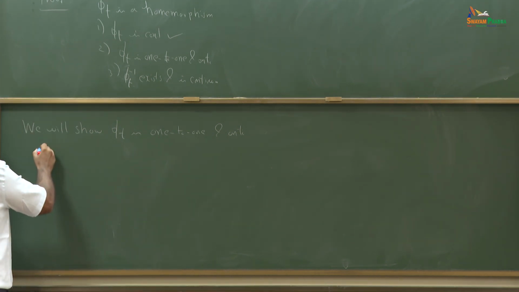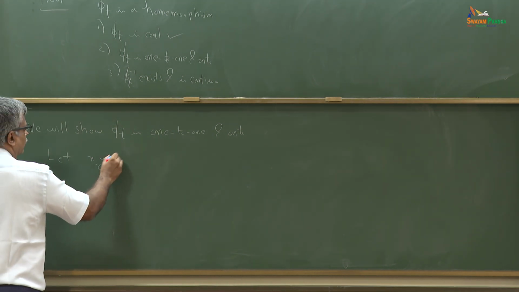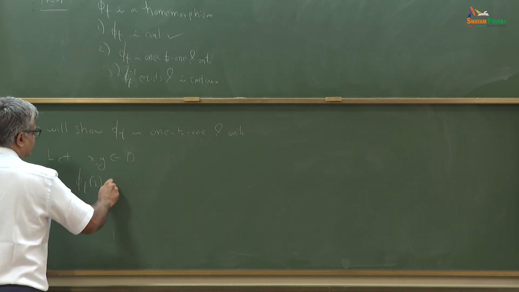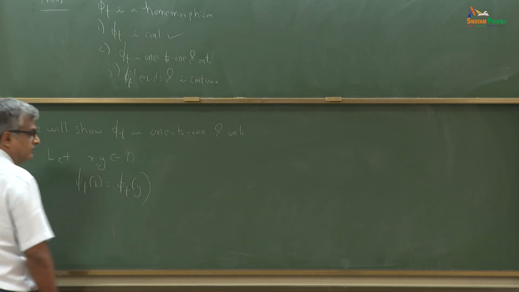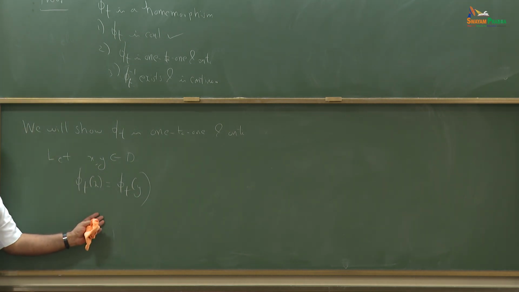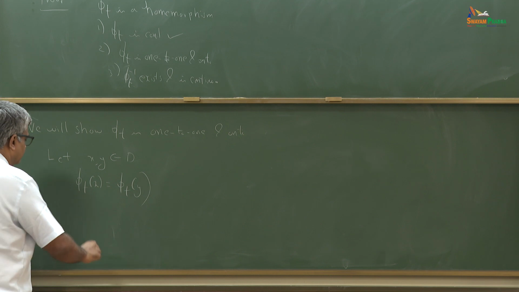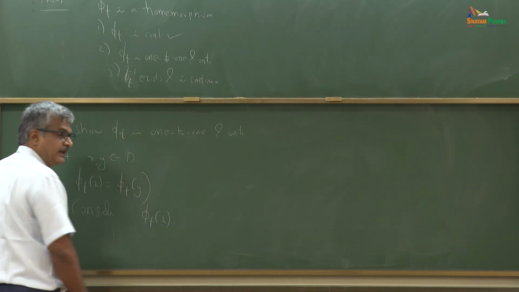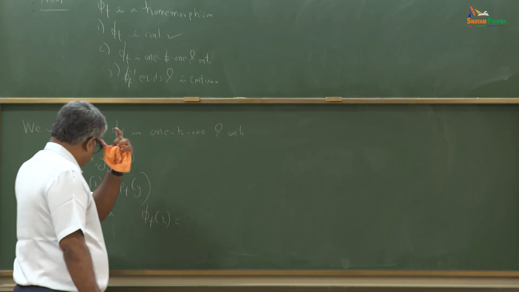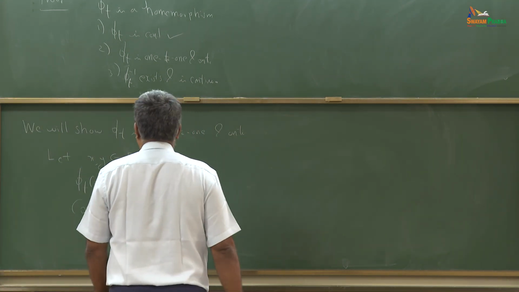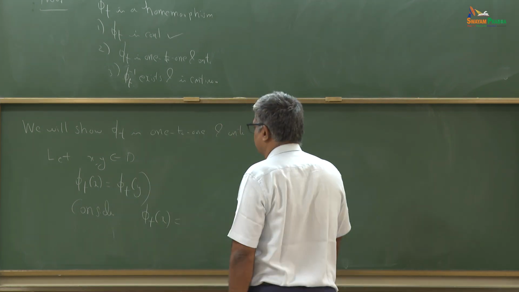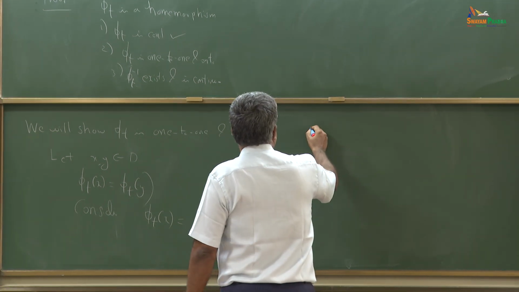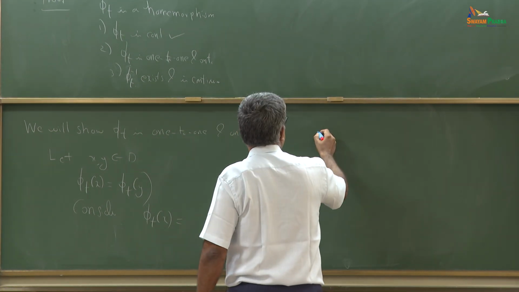So let x, y belong to D, with phi t x equal to phi t y. To show 1 to 1, what do I need to show? x equal to y. Consider phi t of x. Before that I need this inverse, so let me take a little deviation. What is this phi t inverse?